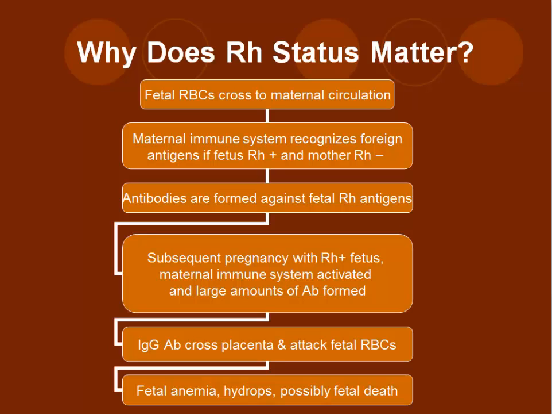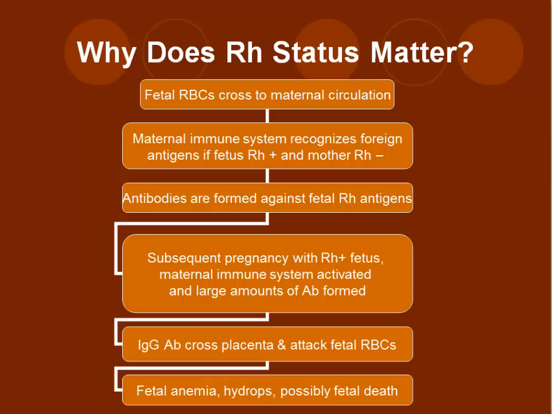Her body will see any presence of the D antigen as foreign and will attack it. It is common in a pregnancy for a little bit of the fetus's blood to reach the maternal system. If the pregnant woman is Rh negative and her fetus is Rh positive, the fetus's blood will be seen as foreign and will elicit an immune response in the mother. The initial response of the Rh negative mother to the fetal red blood cells is usually small enough to not affect the first fetus. The problem occurs with subsequent Rh positive fetuses.